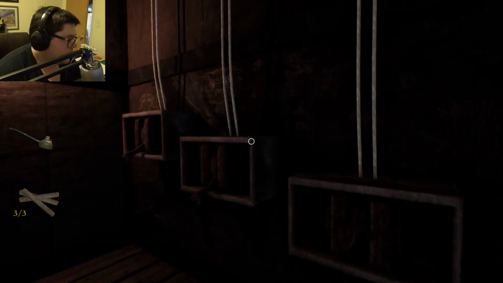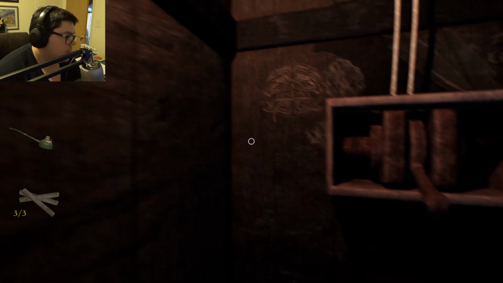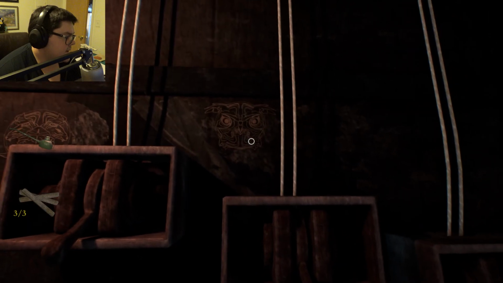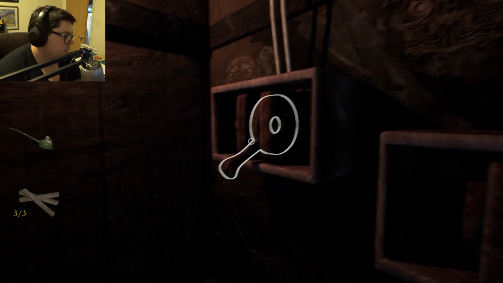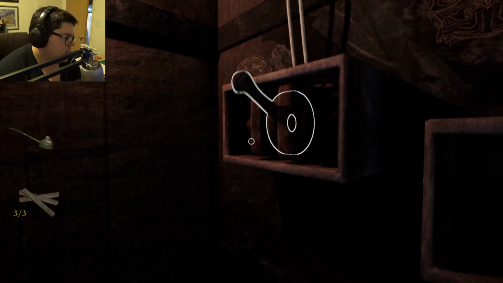Okay. So, I believe those are the two mice. That's the owl. And these are the four wolves. So, I think it's supposed to be... Okay. One.